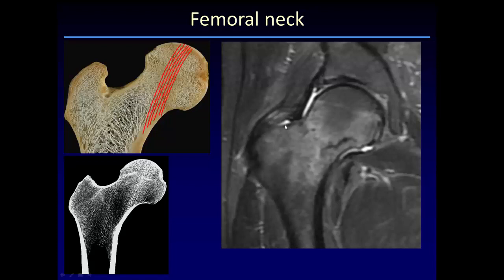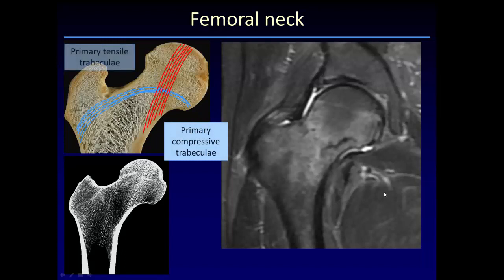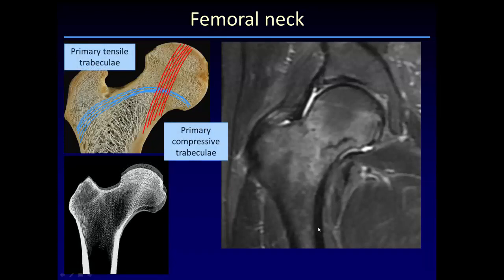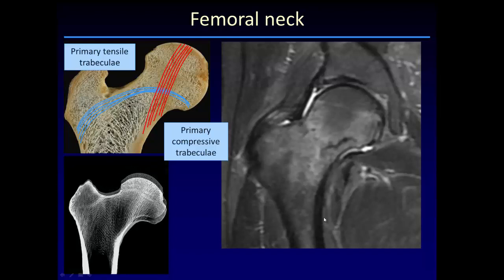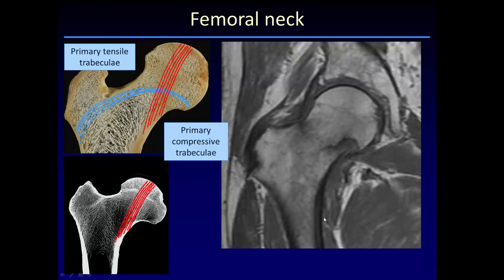So in the femur, our primary compressive trabeculae run along the medial side. We have a more transversely oriented band of secondary trabeculae that are tensile. These can also fail, but less commonly. The primary failure we're going to see is across the compressive band.